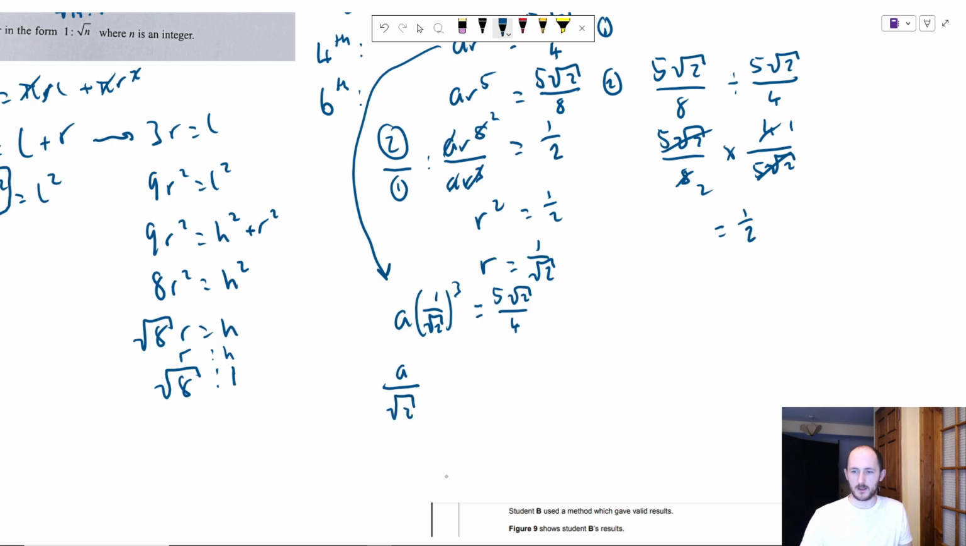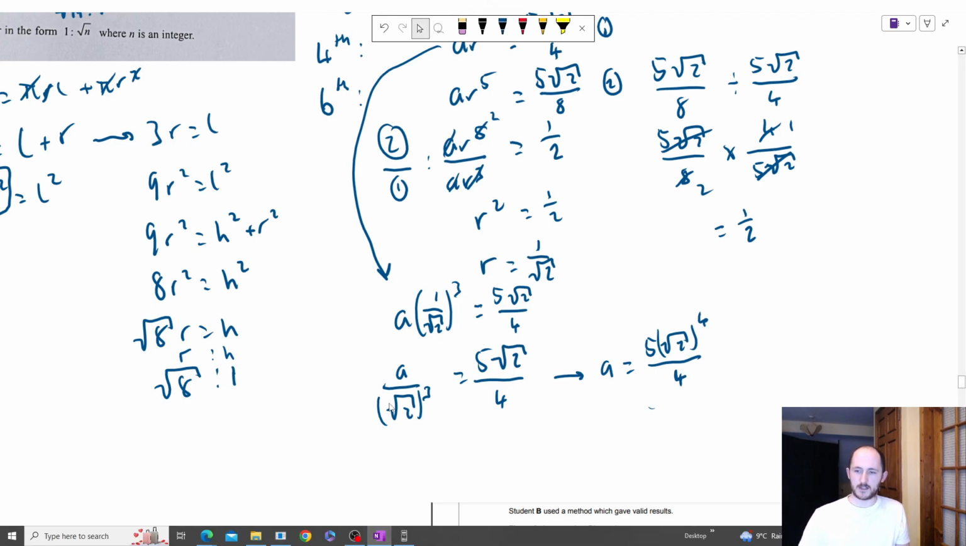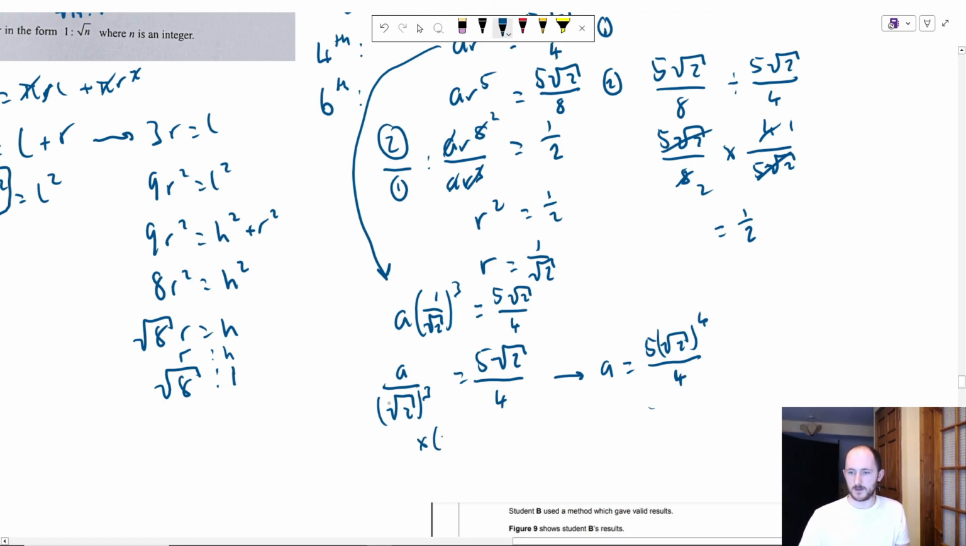Okay, so this is A over root 2 cubed, over 4. I can cancel a root 2 with one of those root 2s. So I'm going to times both sides by root 2 cubed. We get A is equal to 5 root 2 to the power of 4 over 4. That might not make sense, and I fully accept that. I've timesed both sides by root 2 cubed.